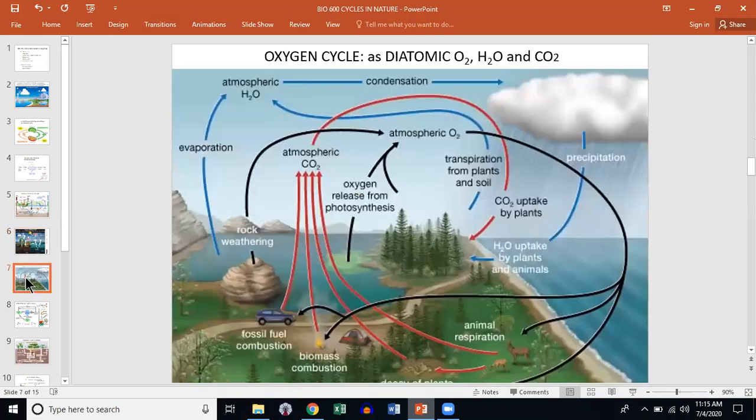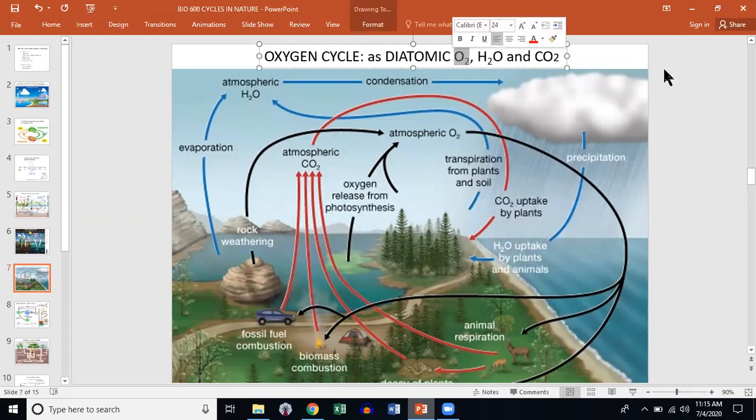Let's look at another cycle, which is the oxygen cycle. In nature, again, oxygen in the atmosphere is known as diatomic oxygen, oxygen gas, which is just 2 atoms of oxygen that like to hang around with each other because they stabilize each other. The valences stabilize.